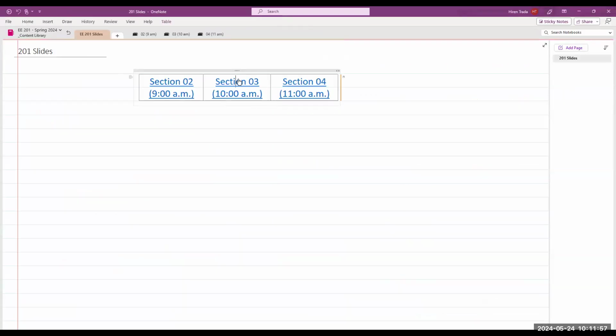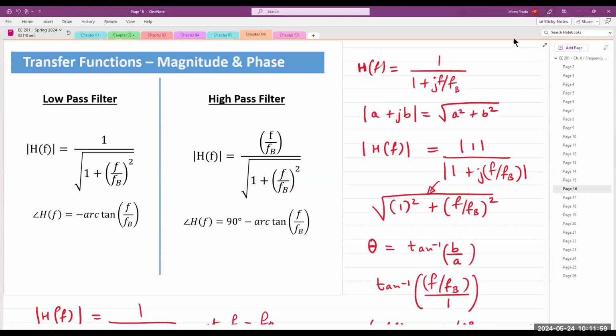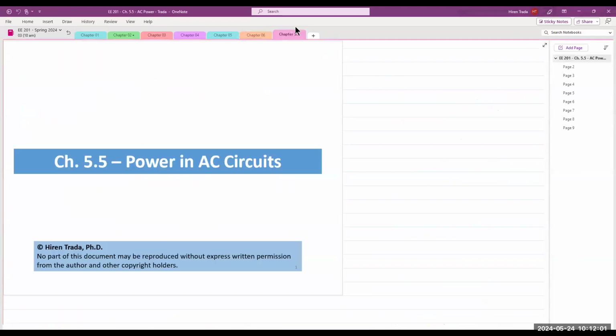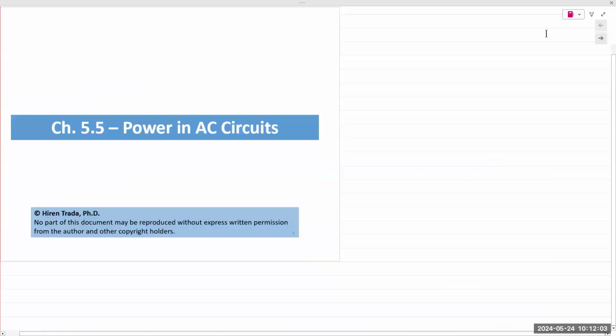section 3. Chapter 5.5, power and AC circuits. The reason I labeled it as 5.5 is because the book that we use for this class has it as a subsection in chapter 5, which is AC analysis. So we are still working in the realm of complex numbers, and this will be complex power.